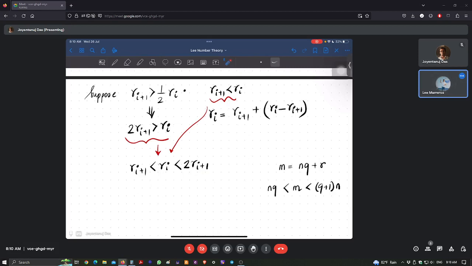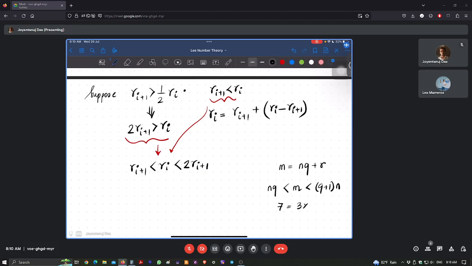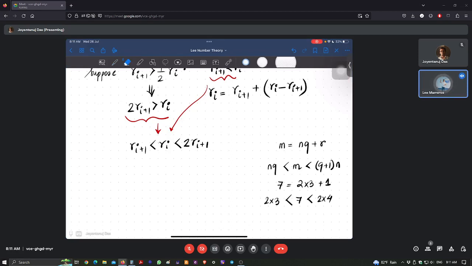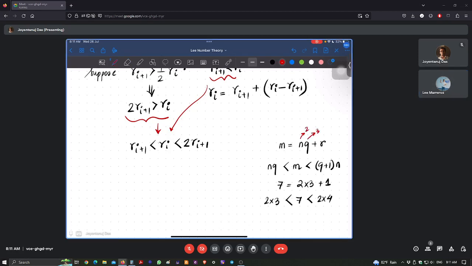Let me give you a concrete example. Suppose 7 is there, and I want to divide it by 2. So 7 is 2 times 3 plus 1, right? So 7 lies between 2 times 3 and 2 times 4. Here n is 2 and q is 3, and this is the remainder 1.